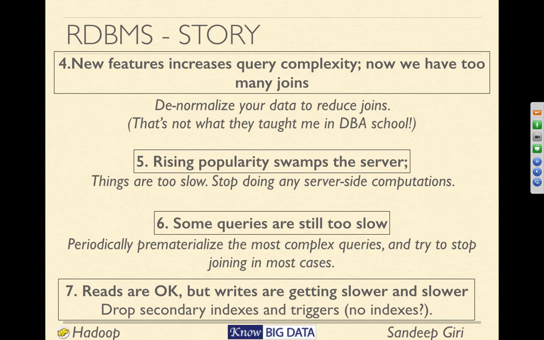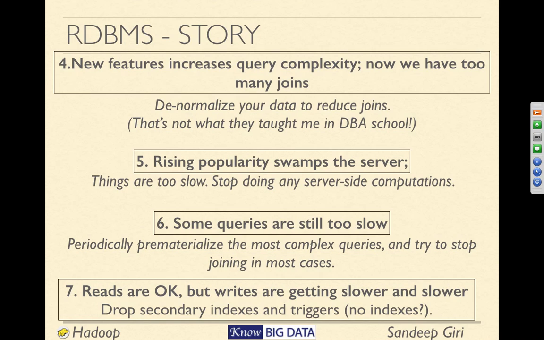Now, as the database is still rising in popularity, but things are slow, so you try to do a couple of things. You stop using triggers. Triggers are server-side computations. Similarly, you stop using a lot of stored procedures. You delegate most of the computations to either your web server or to your client side in JavaScript. So you try to delegate most of the server-side computation.